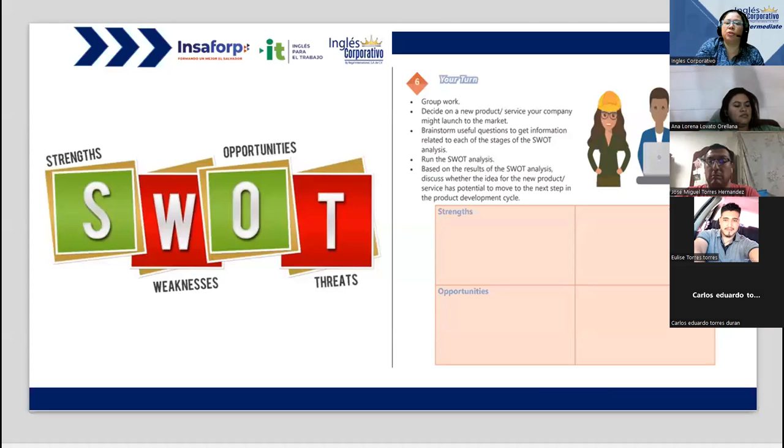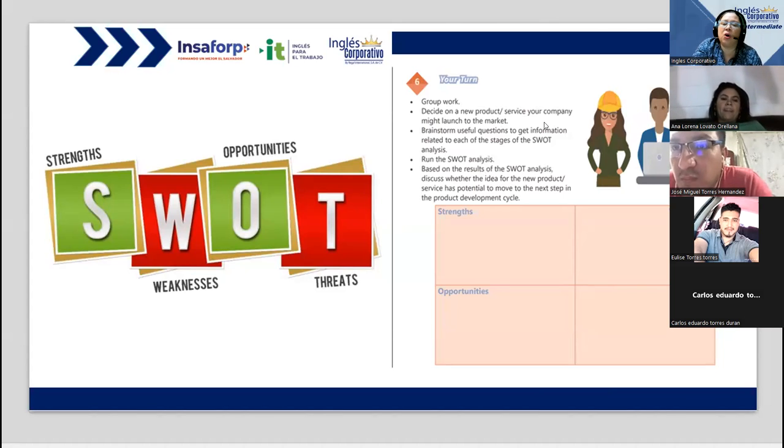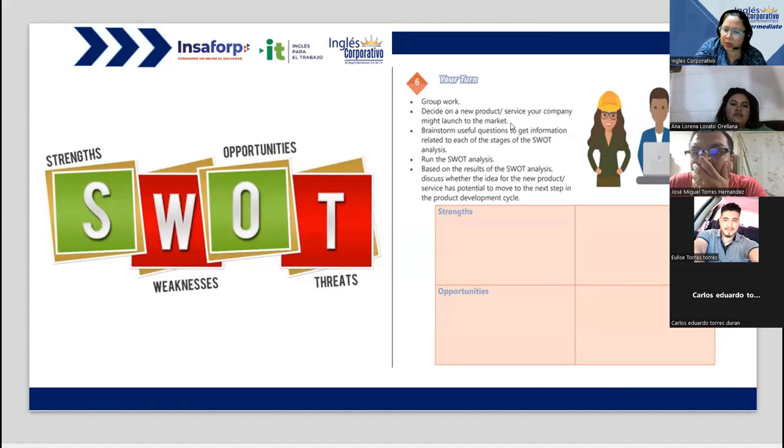Vamos a preparar 2 minutes of presentation. What are we going to do? You can decide on a new product or service that your company might launch to the market. So remember that you have to use good questions to get information related to each of the stages of the SWOT analysis. What are the stages? Strengths, weaknesses, opportunities, and threats.